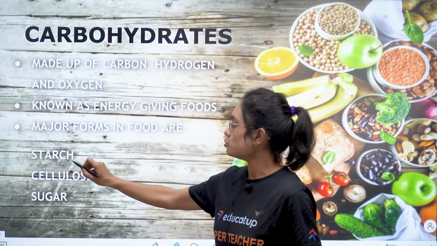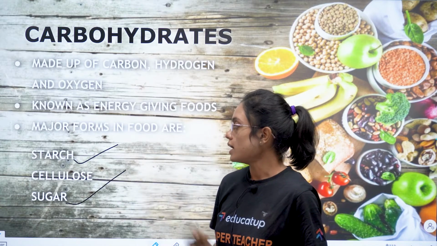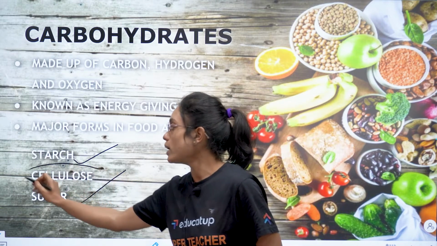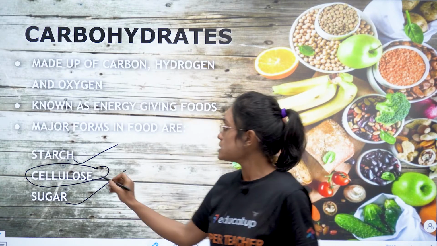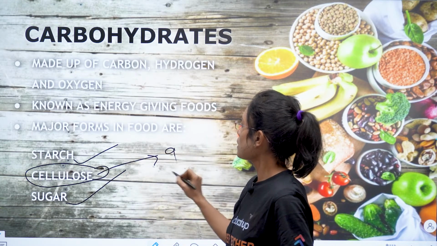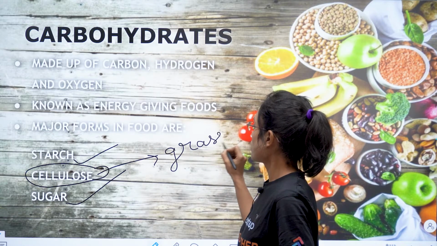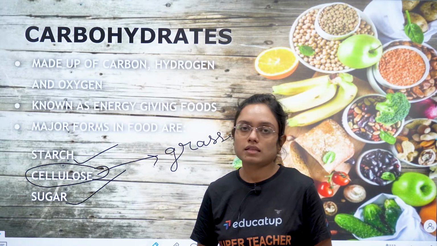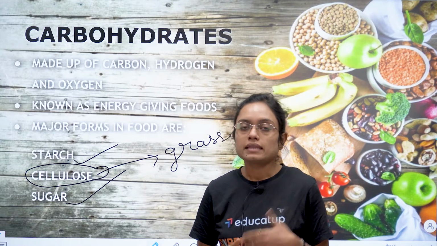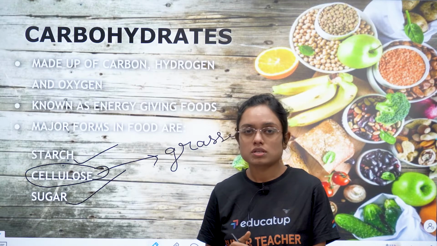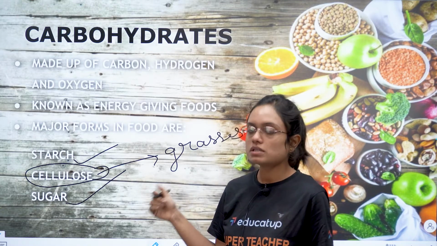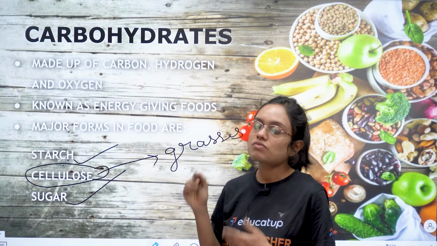So these two, starch and sugar, are easily digested and absorbed in human beings, but this middle form, that is cellulose, is something which humans cannot digest. It is generally present in grasses. And you know that the domestic animals, like cow, buffalo, goat, sheep, are the herbivore animals which are actually consuming these grasses.